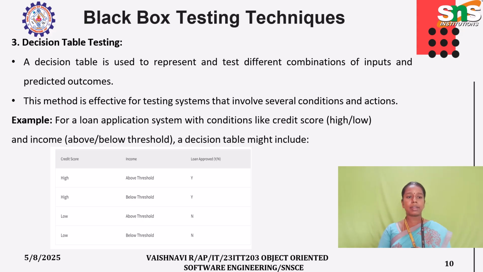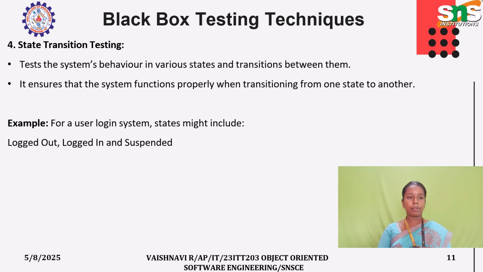And the third testing technique is decision table testing. Here we have the example of a loan application system. If we have a high credit score, the loan will automatically be approved. If we have a low credit score, the loan cannot be sanctioned. Then the fourth one, state transition testing technique. In this technique, we have the example of a user login system. The states might include logged out, logged in and suspended state.